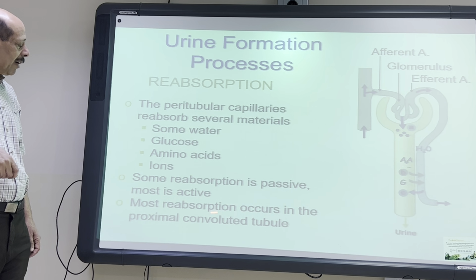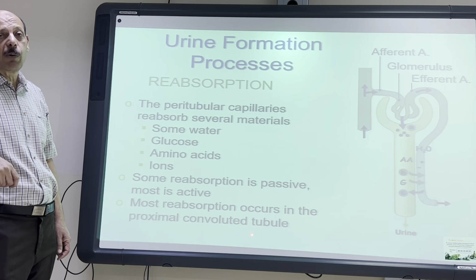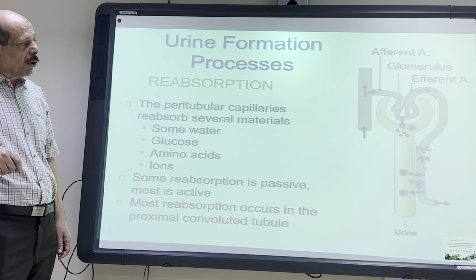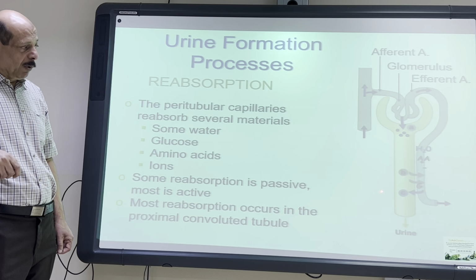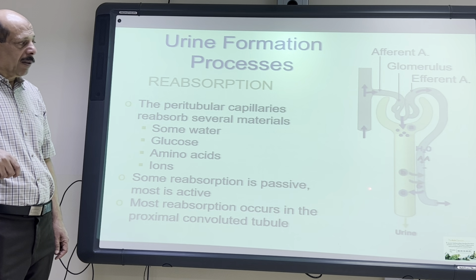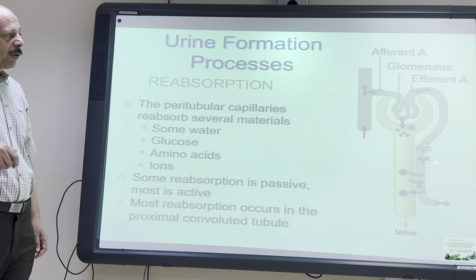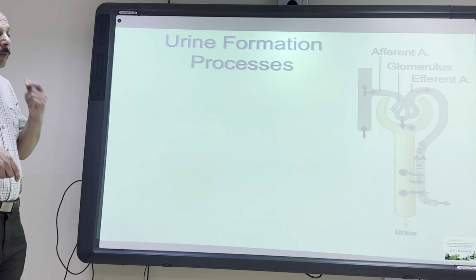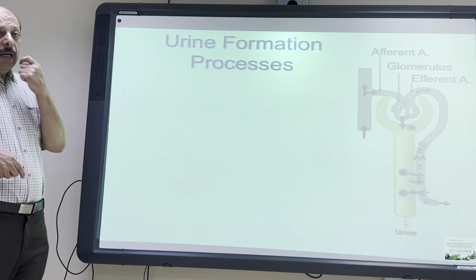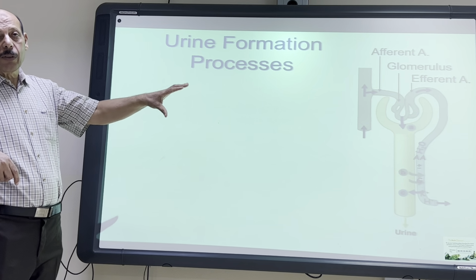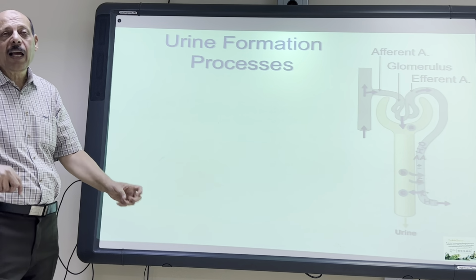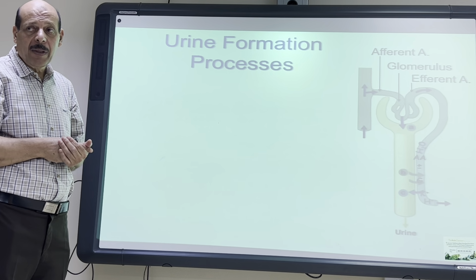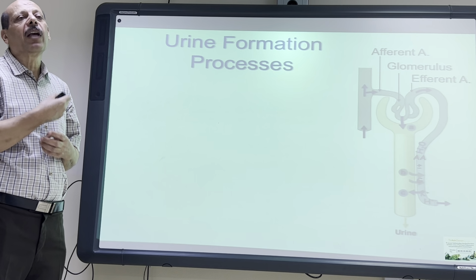Most reabsorption occurs in the proximal convoluted tubule. So most of the absorption occurs in the proximal convoluted tubules. It will reabsorb those substances, so the glucose and the water will be reabsorbed from there. So again, the purpose of these linked tubules and the blood supply and the capillaries around them is for the process of reabsorption.